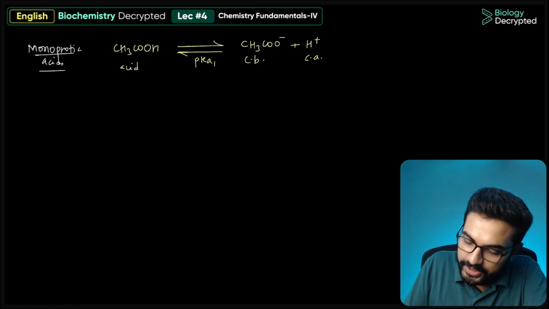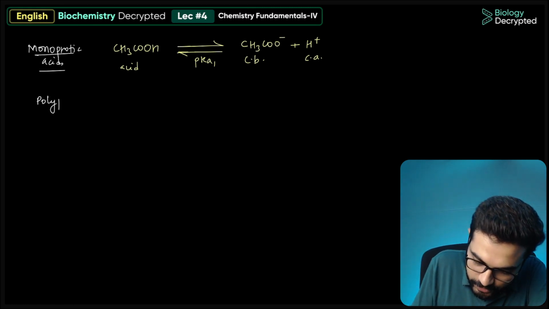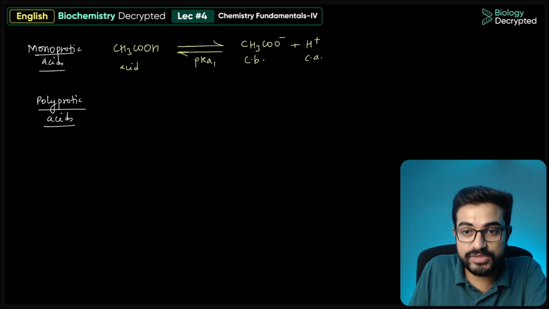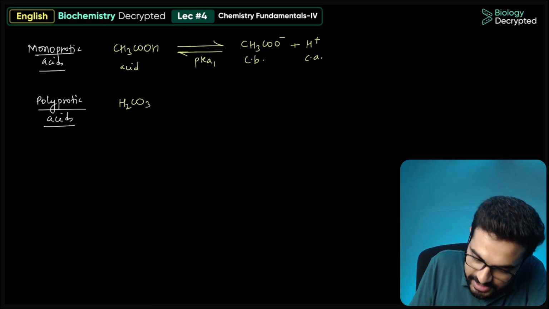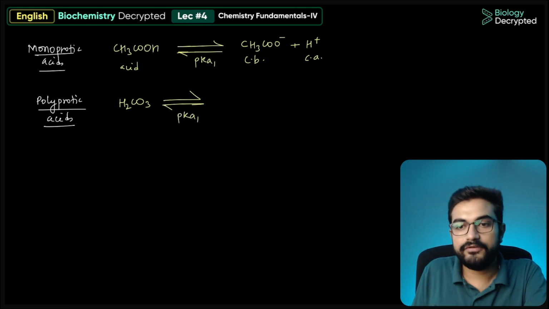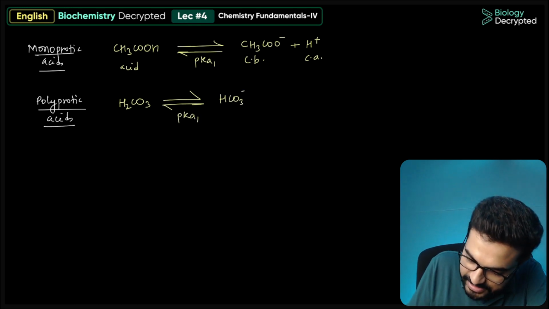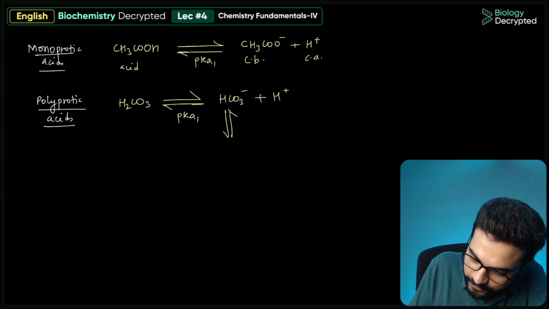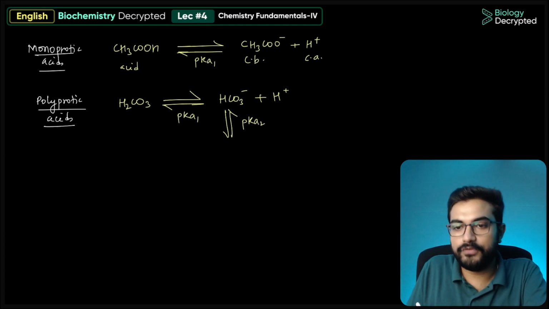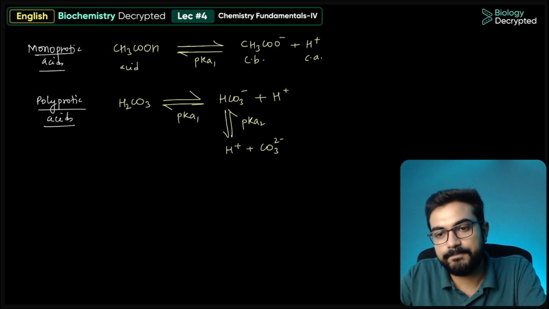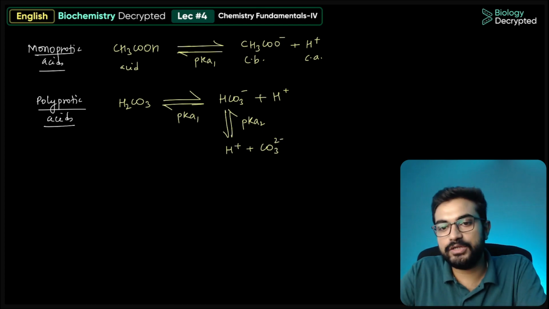Now for polyprotic acids, we can take the example of H2CO3, that is carbonic acid. What happens is it undergoes first dissociation to form HCO3 minus, the bicarbonate ion, and H plus ions. Now this bicarbonate ion will undergo further dissociation to form H plus and CO3 2 minus ions. So this is how H plus and CO3 2 minus are formed.